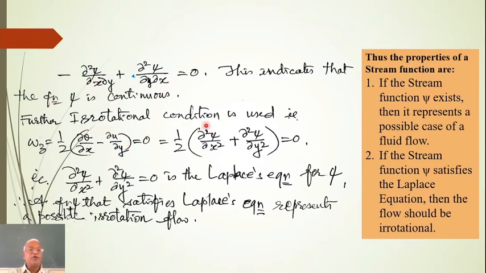Now further, the irrotational condition is used. If we use this condition, it gives you equal to 0. So this equation equal to 0 is the Laplace equation for psi. Therefore, a function psi that satisfies the Laplace equation represents a possible irrotational flow. Now the properties of the stream function are: if the stream function psi exists, then it represents a possible case of fluid flow. If the stream function psi satisfies the Laplace equation, then the flow should be irrotational.